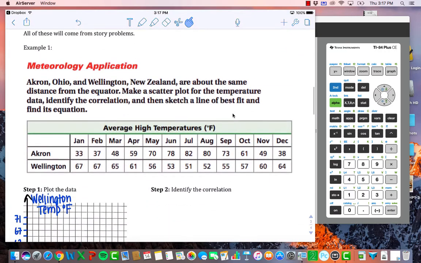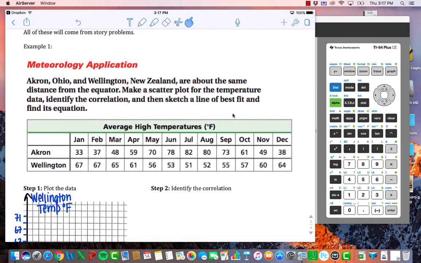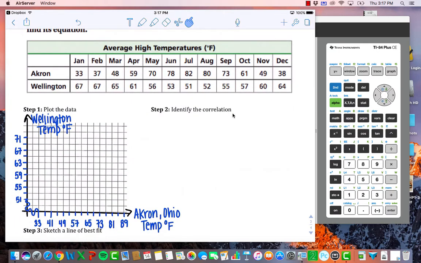So let's look at example 1. Akron, Ohio and Wellington, New Zealand are about the same distance from the equator. Make a scatter plot for the temperature of the data, identify the correlation, sketch the line of best fit, and find its equation. So lots of things listed there. You'll notice that it gave me a table and that I already set up my graph.